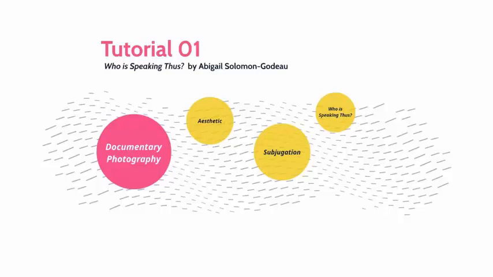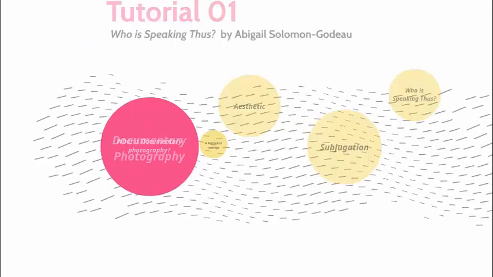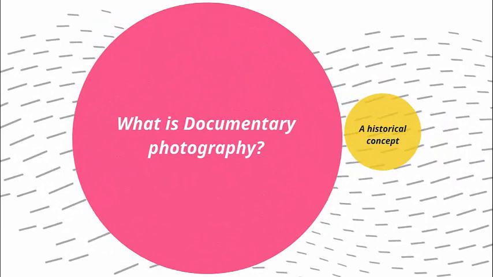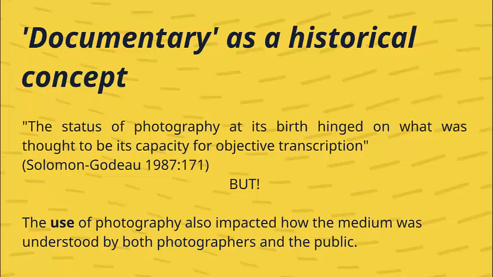Abigail Solomon-Godeau's text is an oldie, but it's definitely a goodie. While it was written in 1987, it's constantly being referred to by contemporary authors on the topic of photography and specifically the ethics of photographic representation. What her text does is look at what documentary photography is, what its origins are, and what we now understand documentary photography to be.